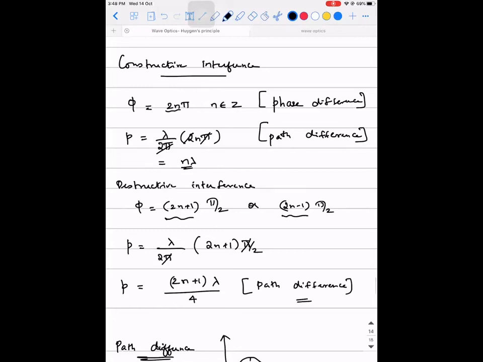Is it clear? Sir, I have a doubt. Yeah, please tell. For destructive interference, is it not 2n plus 1 pi instead of pi by 2? Oh, I'm sorry. Yeah, 2n plus 1 pi. Then this should be lambda by 2. Yes, 2n plus 1 lambda by 2, or 2n minus 1 lambda by 2. It should be odd multiples of lambda by 2.